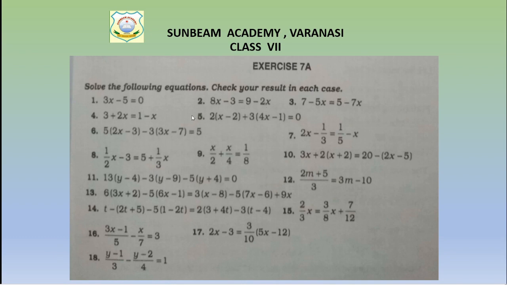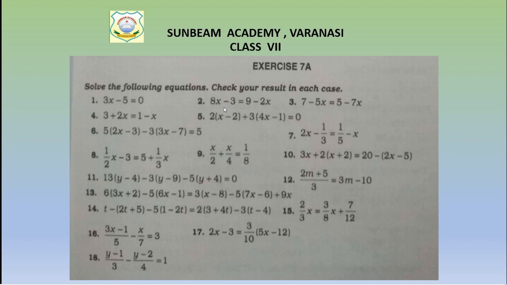Question number 5. Children, quickly write down in your copy. I am also erasing my board and I am going to write down the question. 5th question, children. Write down 5th question. What is the 5th question? 2 into x minus 2. Write down, children, from your book. 2 into x minus 2 plus 3 into 4x minus 1.